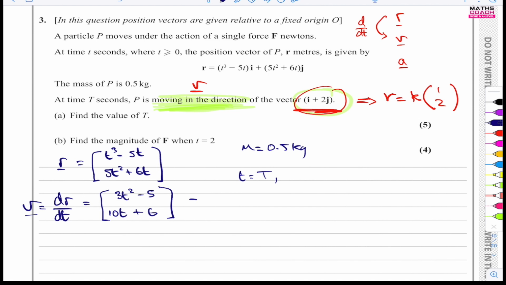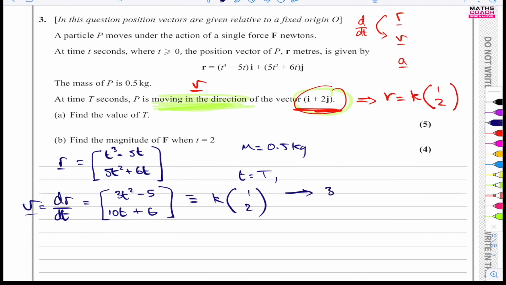We want this to be parallel to k times (1, 2). How many components do we have? 2. So that will give you two equations. If we equate the x component, the i direction, we get 3t squared minus 5 equals 1 times k. Okay. And if we equate the y component, we get 10t plus 6 equals 2k. Two unknowns, two equations, simultaneous equations. So we can just substitute in for the k.